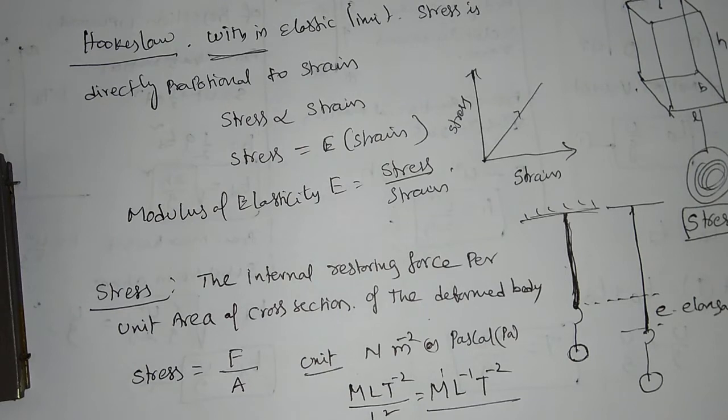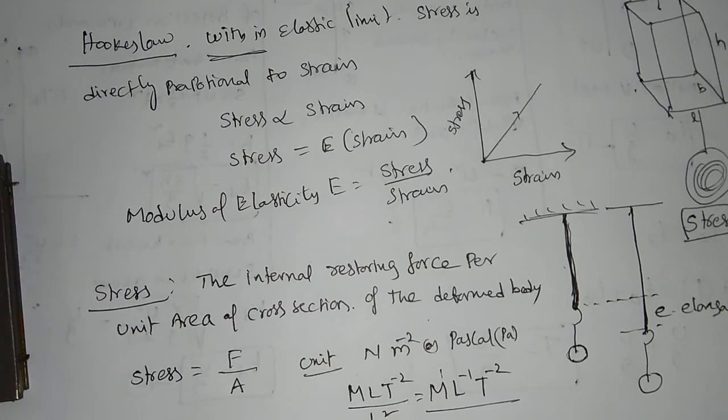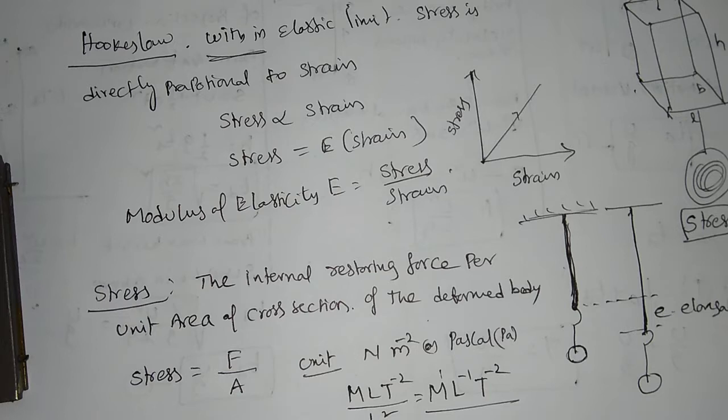In case of a bulk solid, liquid or gas, if the deforming force is applied normally to such a surface, and the magnitude of force on any small area is proportional to the area, then the stress is called volumetric stress. So these are the types of stresses.